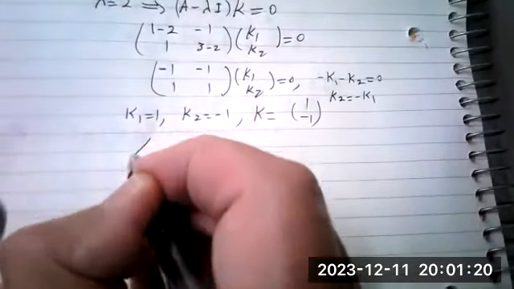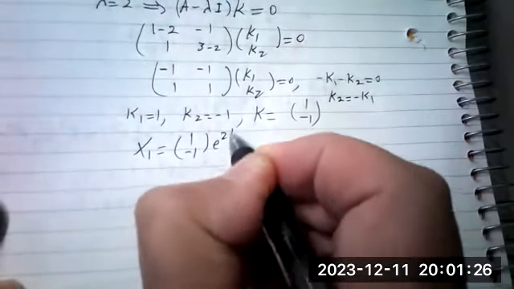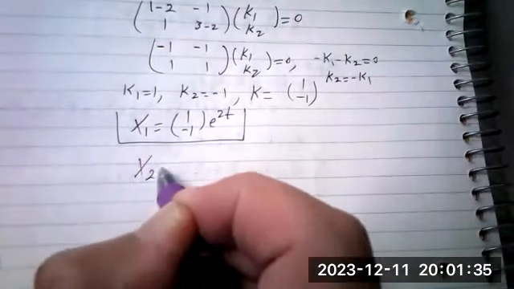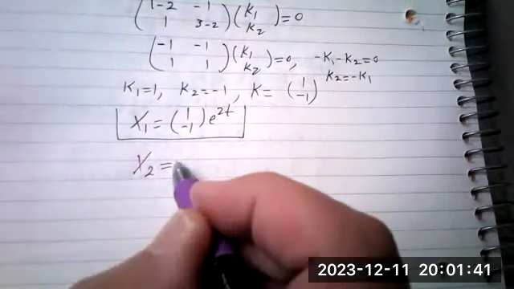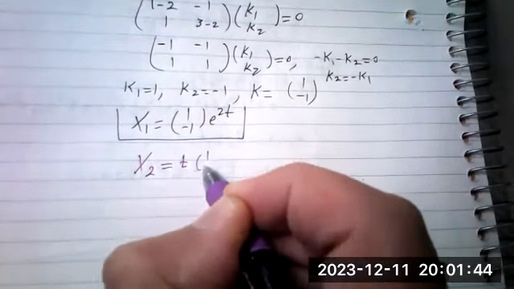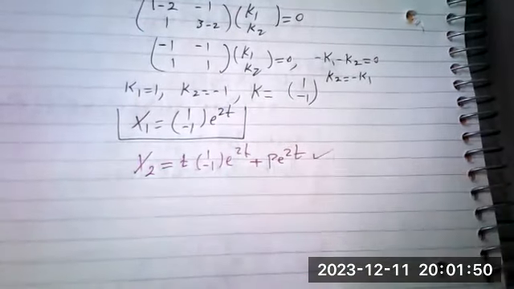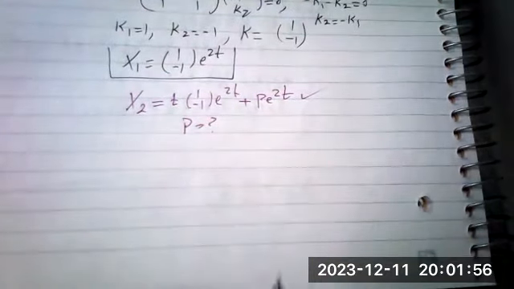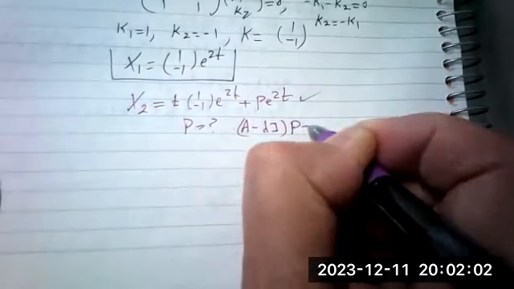So the first solution is going to be 1, -1 times e to the 2t. That's the first one. It is a repeated one, so we pick the second one. So what is the second one? It is going to be t times 1, -1 e to the 2t plus P e to the 2t, if you like. So we have to find the P. P comes from this equation: A minus lambda I times P equal to K.